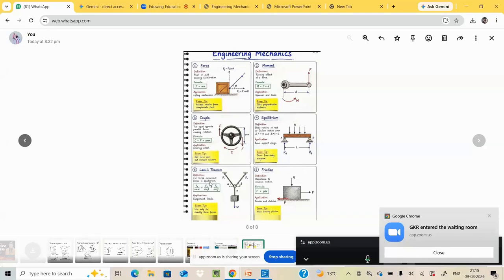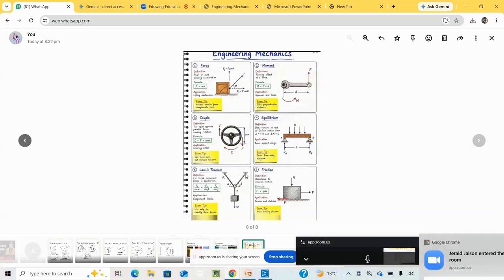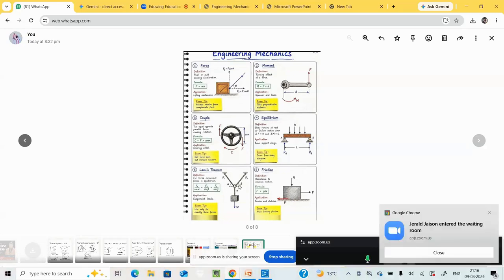So Lami's theorem is F1 divided by sine of the inclination, and this inclination is alpha. Similarly, F2 acts at this particular point, and the inclination is beta. Similarly, this is gamma. So F1 by sine alpha is equal to F2 by sine beta, and this is equal to F3 by sine gamma.